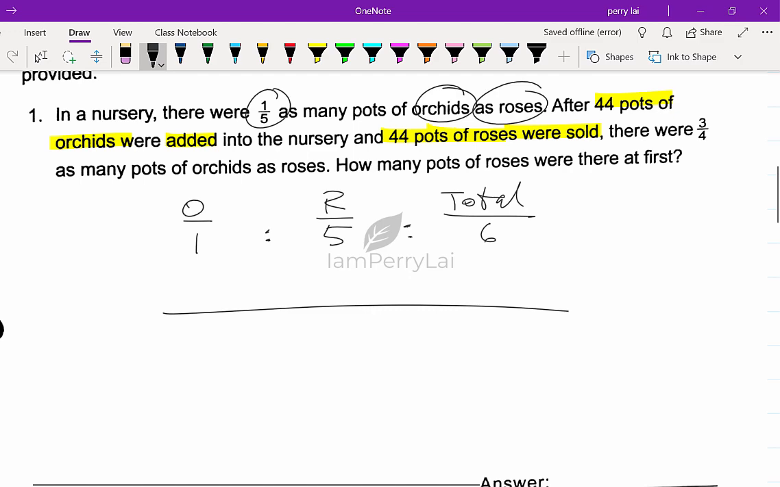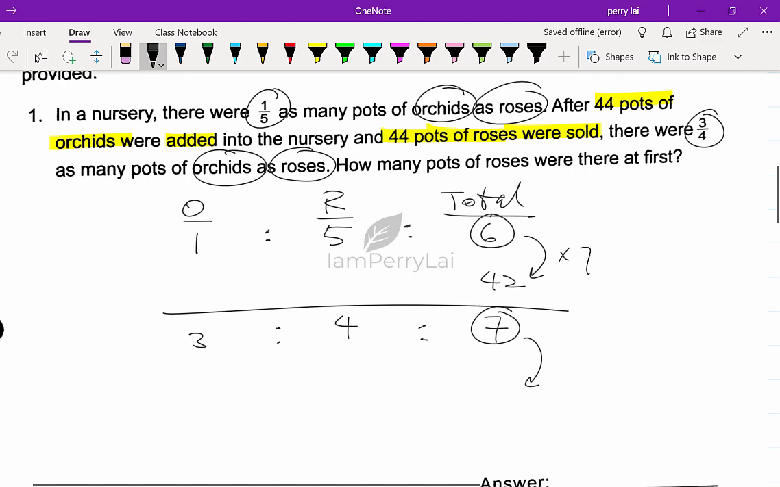After the yellow highlight happened, it became 3/4 as many orchids as roses. So it is 3 here, 4 here, which makes a total of 7. We know the total is not supposed to change, so we've got to make the total the same number. For 6 and 7, the common multiple is 42. So we multiply by 7 and we multiply by 6 to make 42. With that, you've got yourself a new ratio. Here would be times 7, times 7, times 6, times 6. And now they all match up, right?